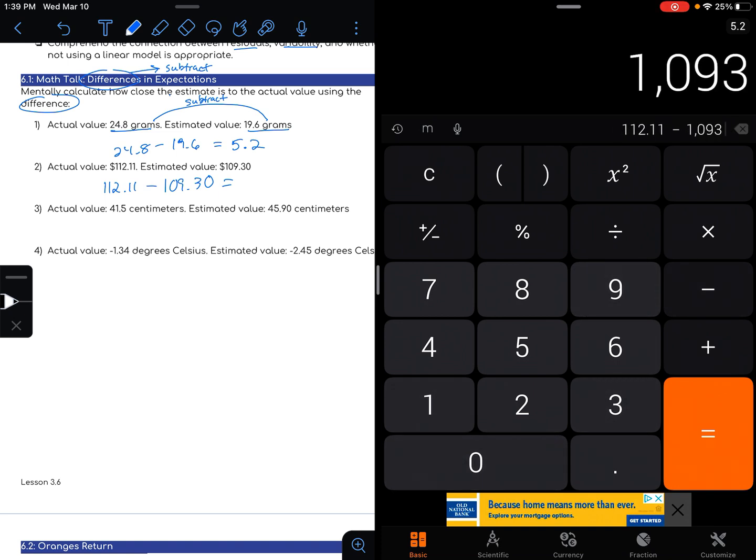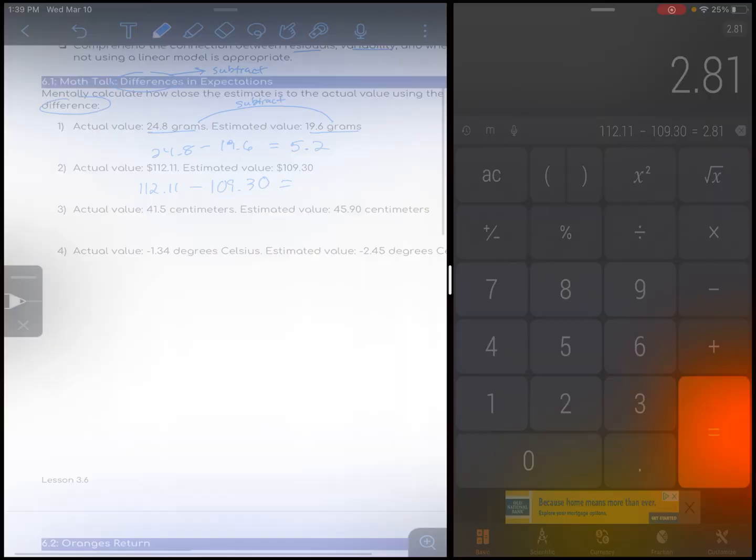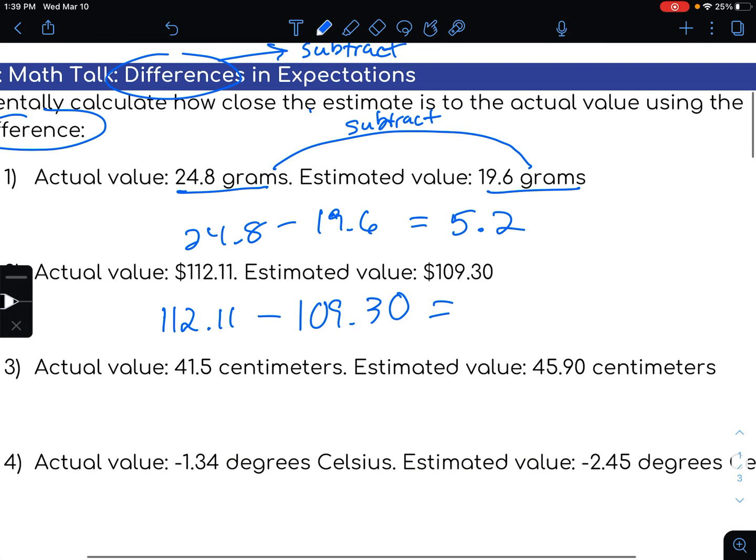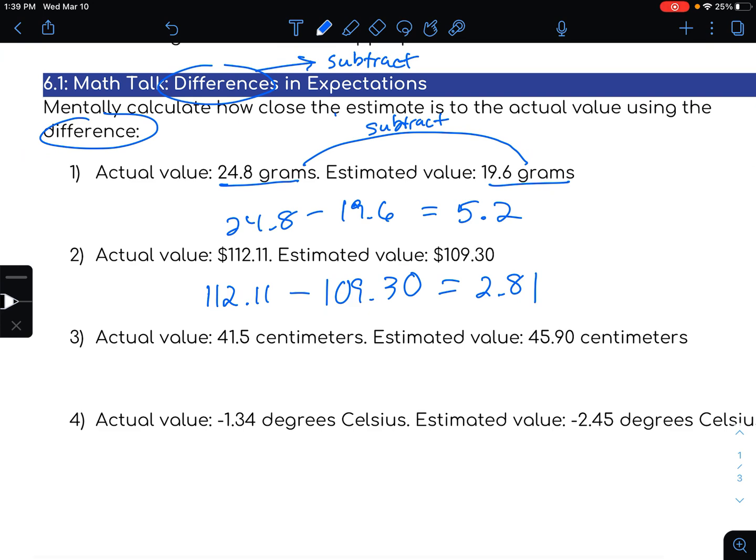I just misentered that in, didn't I? Let's try that again. So 109.30. There we go. So exactly 2.81, not about 2.81. We said it was about 3, so we're a little bit off there. But that's the difference between the actual value and the estimated, about $2.81 difference.